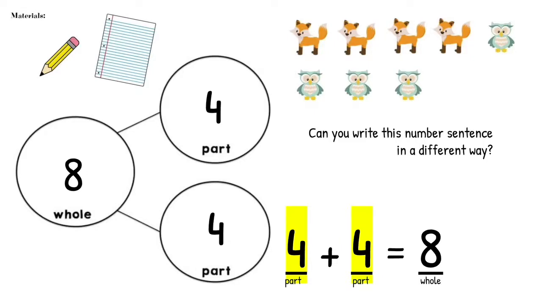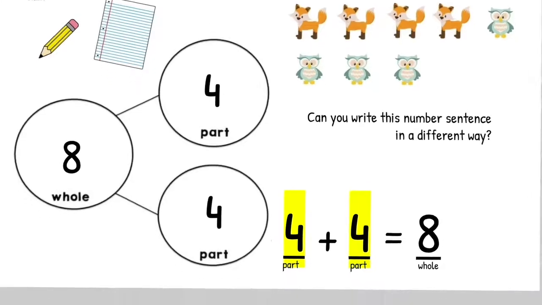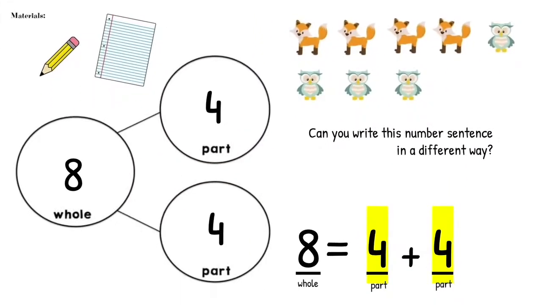Now, we've been talking about how number sentences can have different looks. Can you think of a way to show this number sentence differently? Think about it. If you need to, press pause and play it when you're ready. Let's check. Here's another way to show that very same number sentence. I can put the whole amount in the front because it is true that 8 equals or is the same as 4 plus 4.